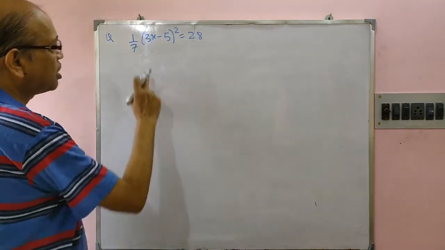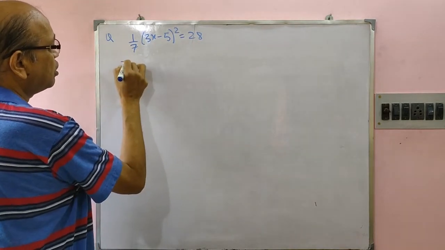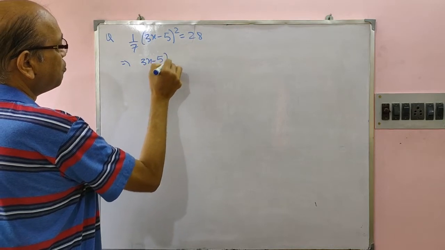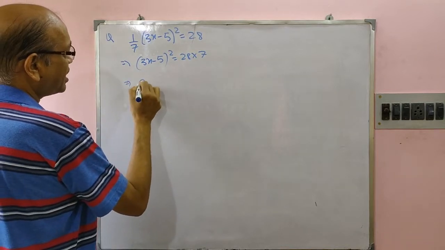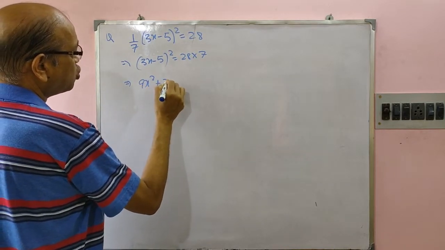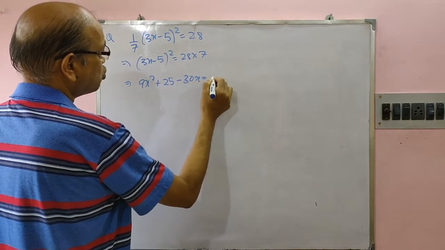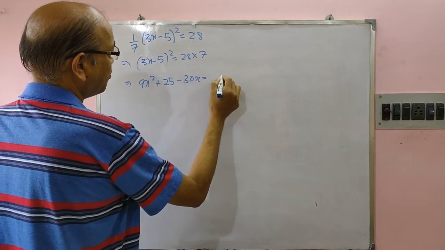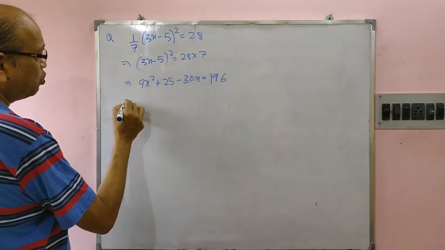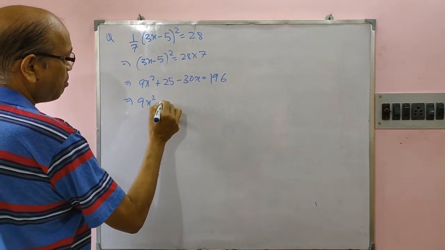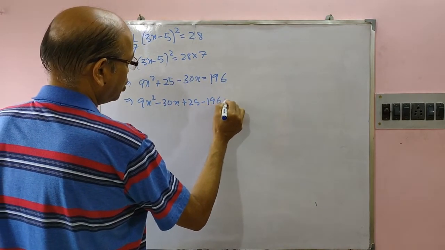The next question. 1 by 7, (3x minus 5) whole square is 28. How do we solve this? (3x minus 5) whole square equals 28 into 7. Open up the brackets. I get 9x square plus 25 minus 30x equals 196, since 28 sevens are 196. Now bring it all to one side. 9x square minus 30x plus 25 minus 196 equals 0.